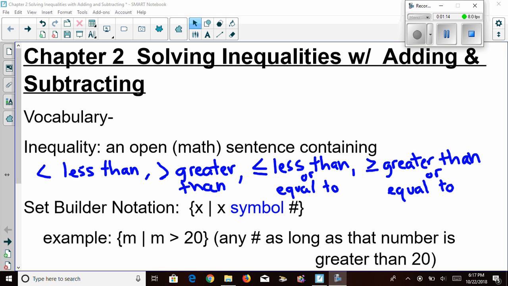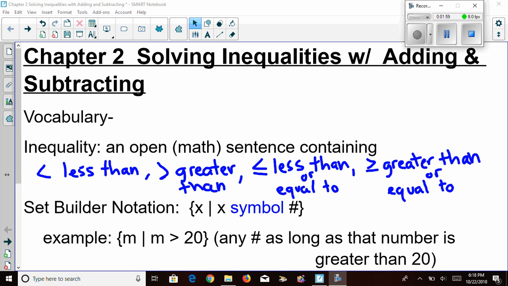It creates a math sentence that states our answer is any number as long as that number is less than, greater than, less than or equal to, greater than or equal to some number. So it's just a way for us to display our answer. And it's something that we need to recognize because on standardized testing, you never know what you're going to see. And we need to know that those brackets you see actually represent a set of numbers. And that's exactly what we're talking about, a set of numbers.